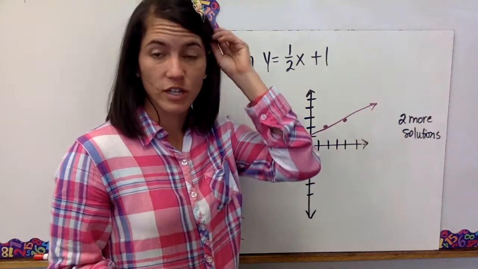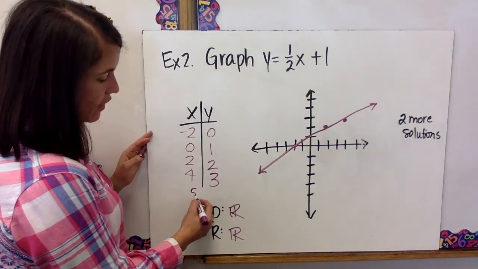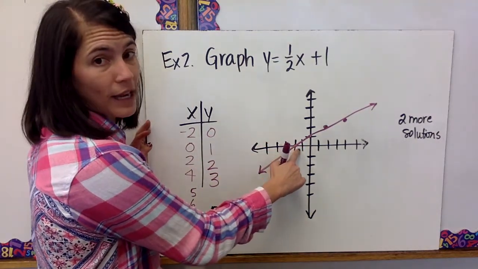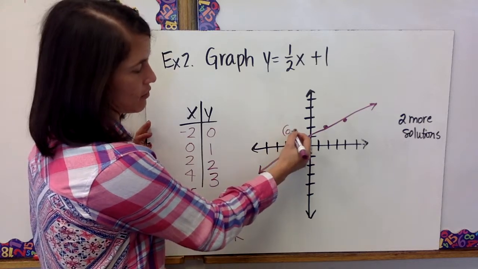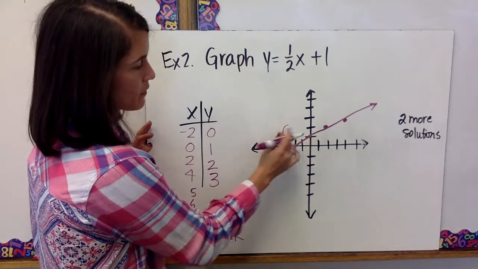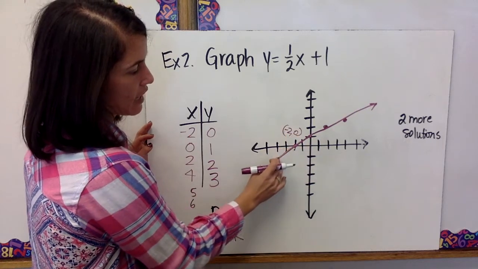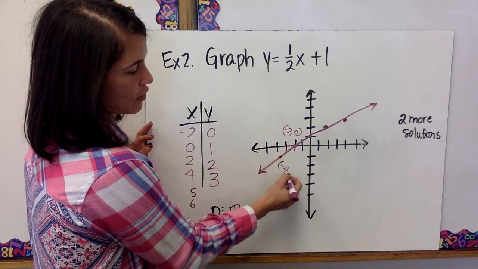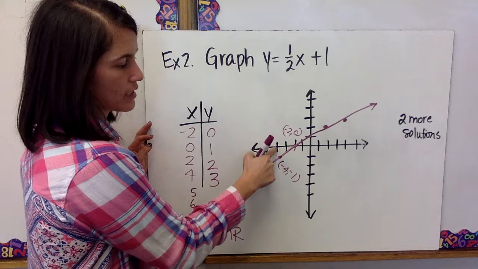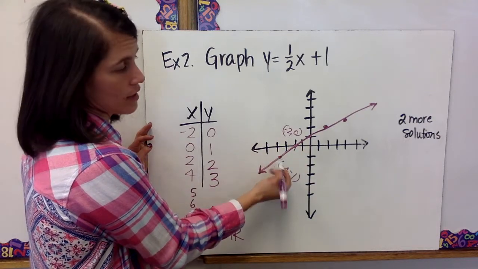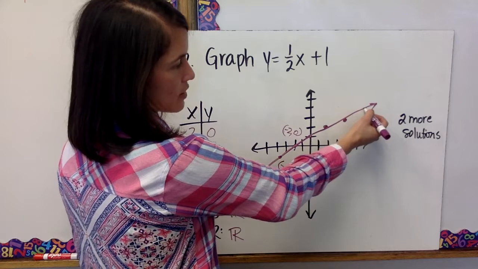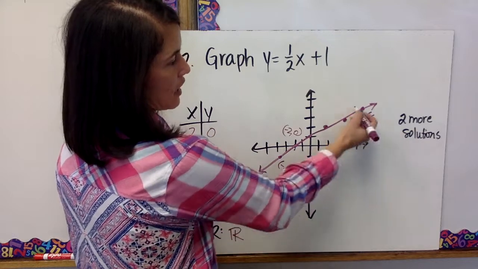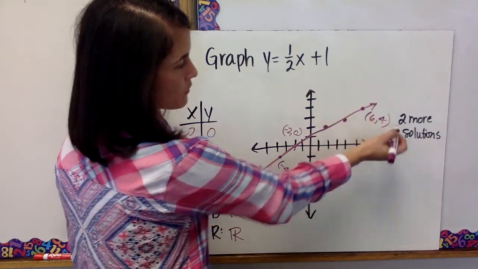Find 2 more solutions. Again, you could use the table, so you could extend your table to 5 and 6, or you can use the graph. So let me show you how to use the graph. I see that I have a point right here at -2, 0. And then I see right here that point is going to be -4, -1, because it's going to go over 4 and down 1. Over here, I could pick another point, and it would be 6, 4.